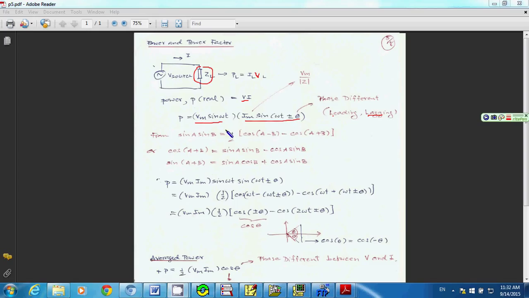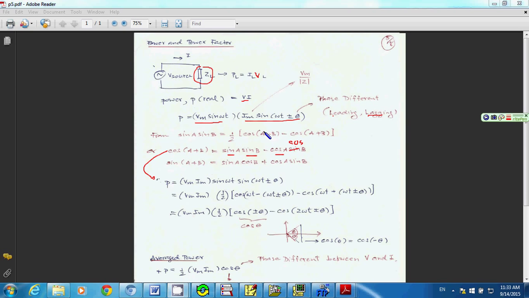Now to analyze the equation, I use the property of sine A multiplied by sine B equals 1 over 2 of cosine (A minus B) minus cosine (A plus B). Sorry, this has to be cosine, right? My mistake again. For sine (A plus B), you have sine A cosine B plus cosine A sine B, but we're going to use this one here.